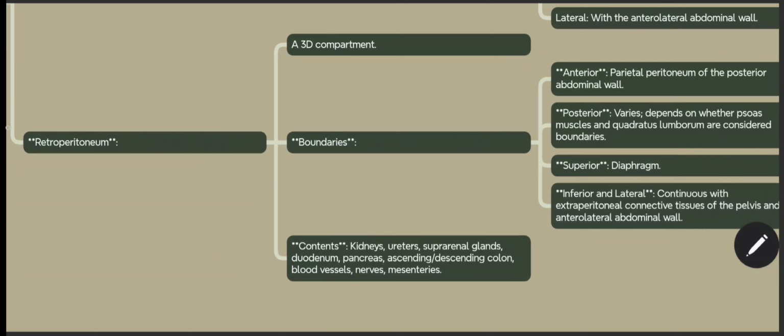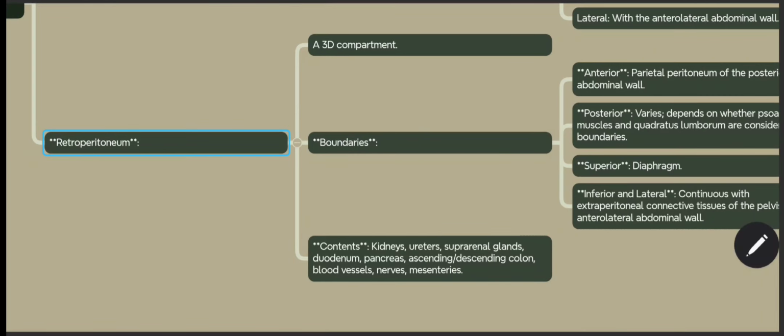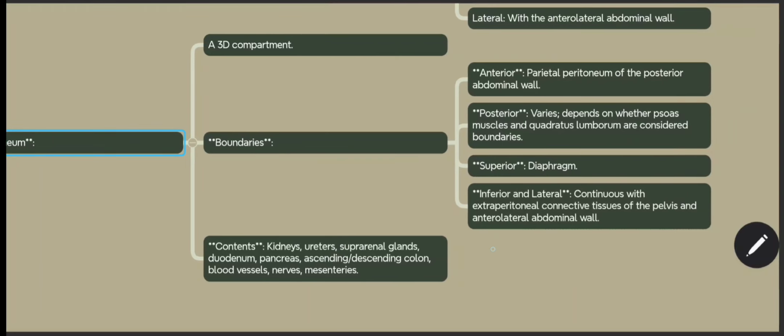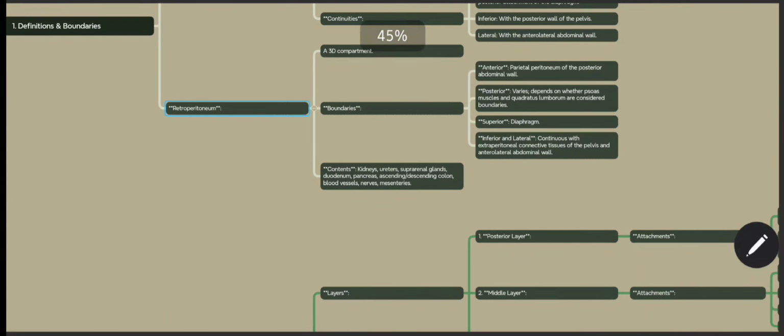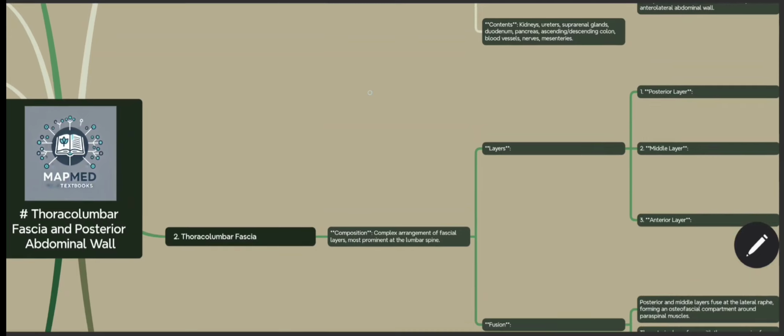What are the contents of the retroperitoneum? Kidneys, ureters, suprarenal glands, duodenum, pancreas, ascending and descending colon, the part which goes up and the part which comes down, blood vessels, nerves, and the mesenteries. Alright, that's the definition and boundaries of the posterior abdominal wall.